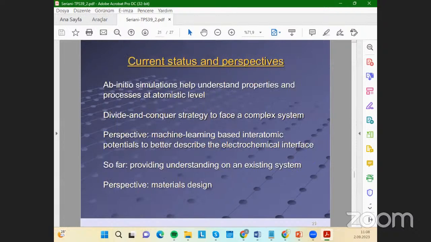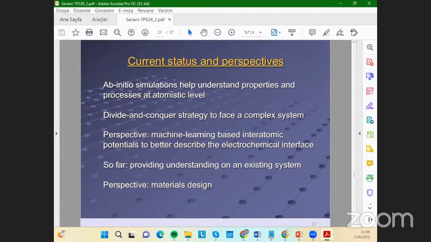So this is a first idea that we are able to understand some properties of this interface and of the process involved. Of course, we are still somewhat at the beginning of a very long journey. So in particular, we plan to extend the study of the interface by switching from ab initio molecular dynamics to classical molecular dynamics where the interatomic interactions are described by some machine learning based potential, hoping to be able to extend the study of the interface and to get more insight.